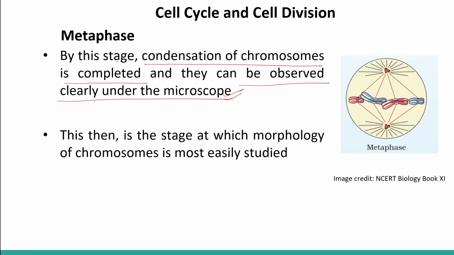So at this particular stage, the condensation of the chromosome gets completed, and this is the best stage to see the chromosome under the microscope. This is the stage at which the morphology of the chromosome is most easily studied. You can see the appearance of the chromosome, the size of the chromosome. That is called the morphology of the chromosome, and it can be very well studied at this stage, because the chromosome can be seen clearly.